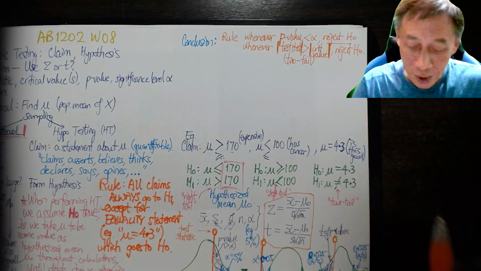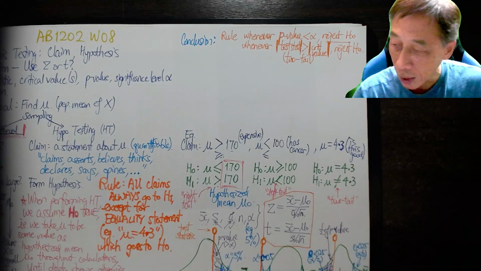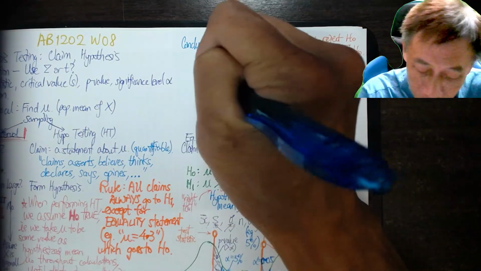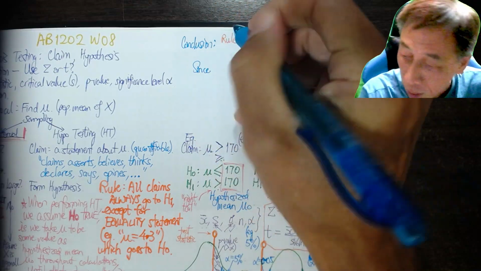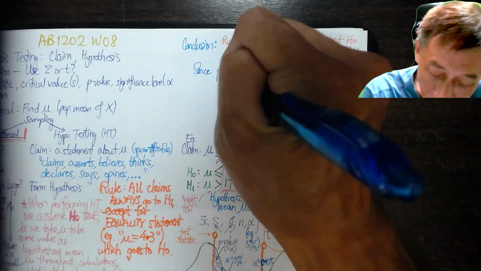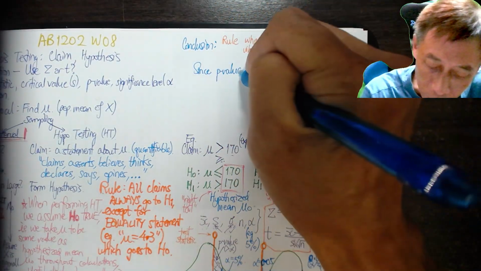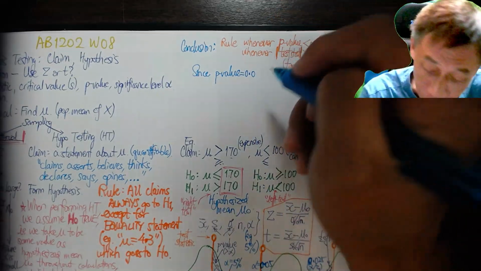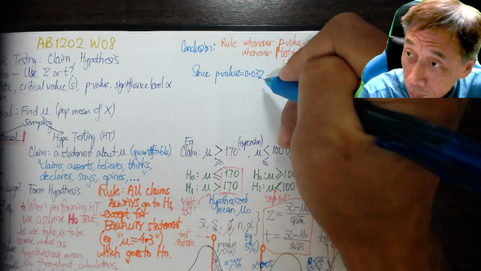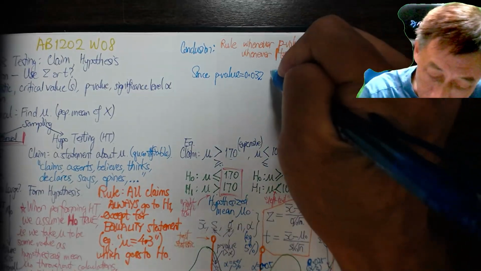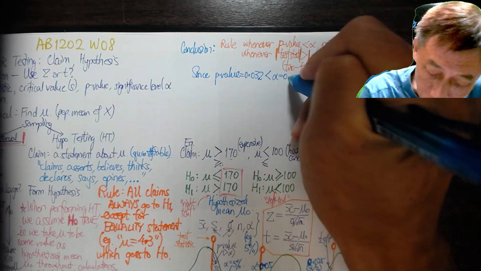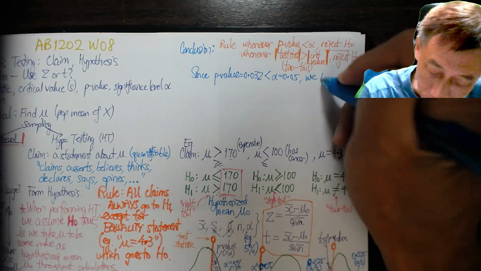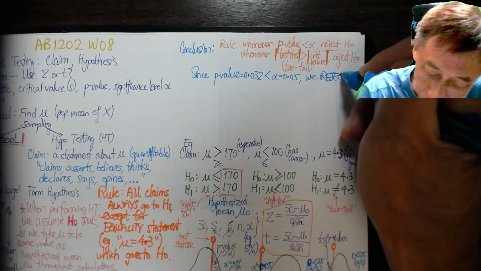And how do we write it? The way we write it is to say this. Since, right, it's a template. Since our p-value is equal to, for example, 0.032, is less than alpha, which is equal to 0.05, okay, we reject H naught.